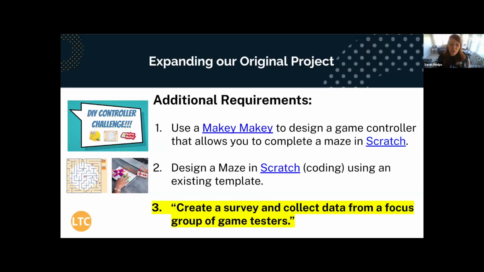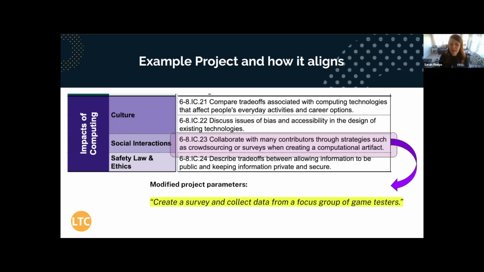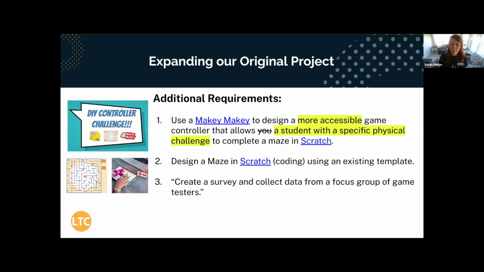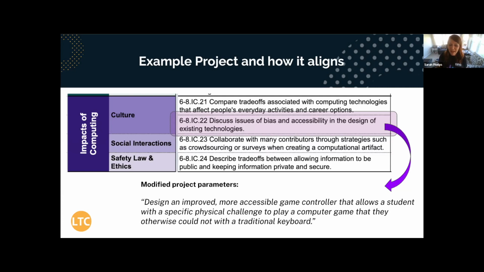So now if we created a survey and collected data from a focus group of game testers, so you made your controller and now somebody's going to use it and give you feedback on it, and you're going to maybe adjust or adapt. So we see our collaboration, we just pulled in impacts of computing. Maybe we can get feedback from somebody who, again, has a disability, an accessibility issue, where right now they can't do a maze because their device, their controller doesn't work for their needs. So now we can add something to increase accessibility. Here we go. We've thrown on another standard, all in the same project.